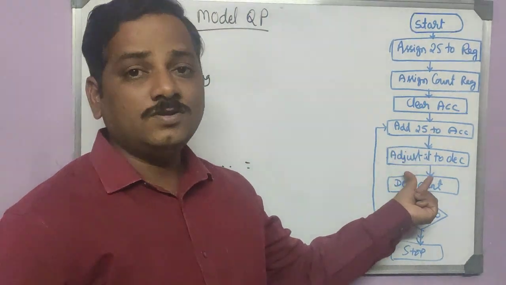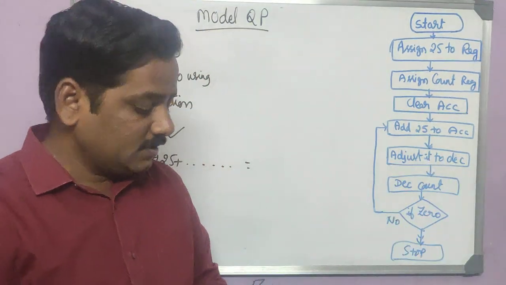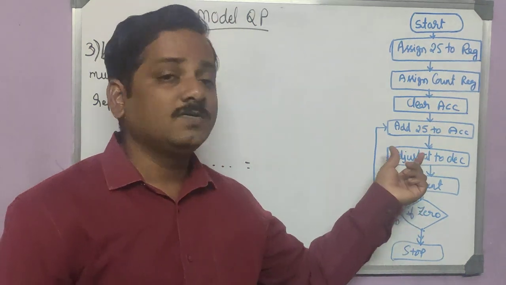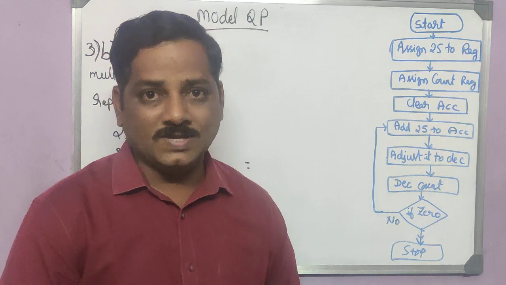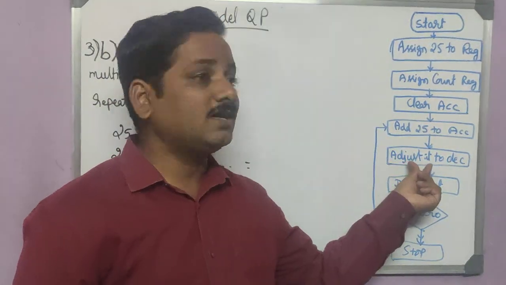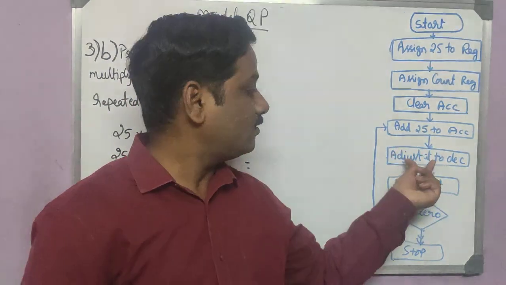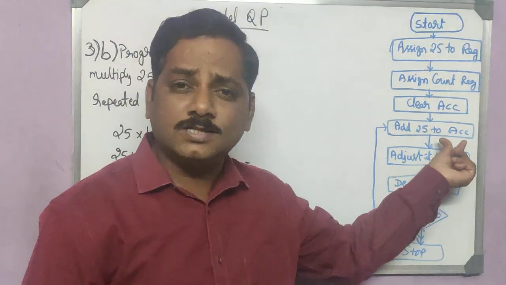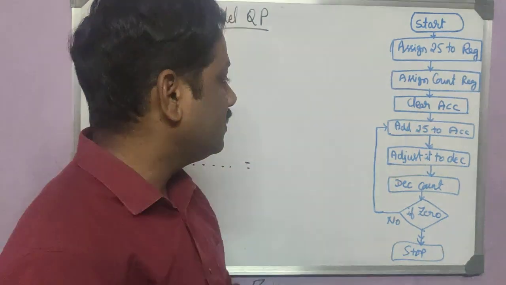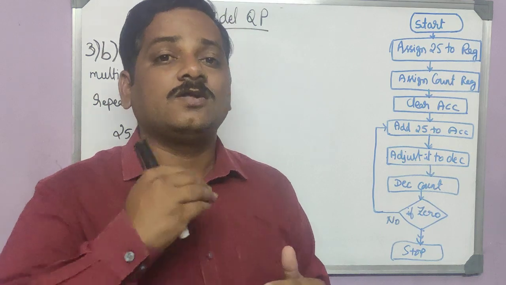After that, we should adjust into decimal, because in a microcontroller, whenever we do any arithmetic or logical instructions, it will be in terms of hexadecimal. But the result I should get here should be decimal. So we use a decimal adjust instruction after addition. If you get any hexadecimal number, that will be adjusted into a decimal number. That's the concept. After that, we'll check the count, whether all 10 counts are completed or not.